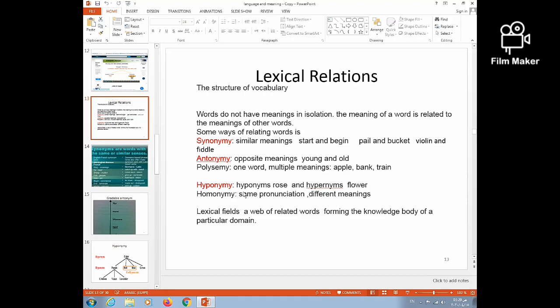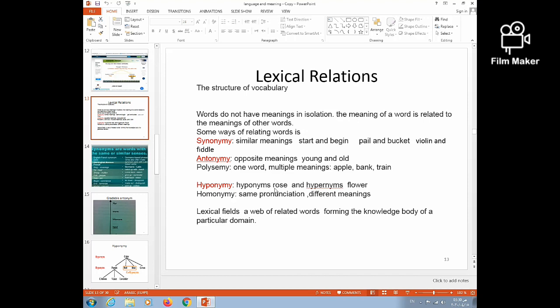Let's go back to the third lexical relation, which is hyponymy. The hyponymy here has to do with taxonomy, hierarchy, bottom and up. Let's look at this. We have, for example, hyponyms and hypernyms.